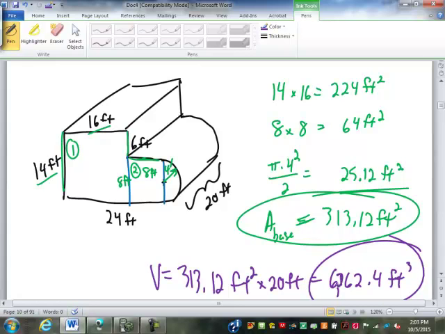Oh, sorry, 6,262.4 cubic feet. What do you think? Not terrible. What's that? Feet to the third.